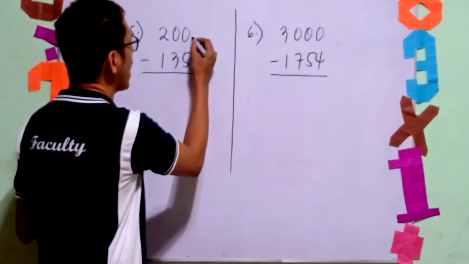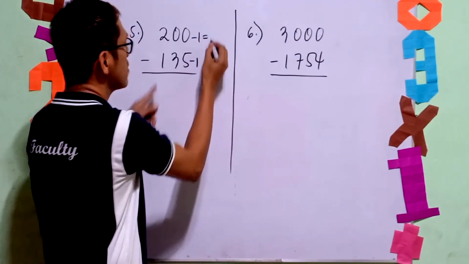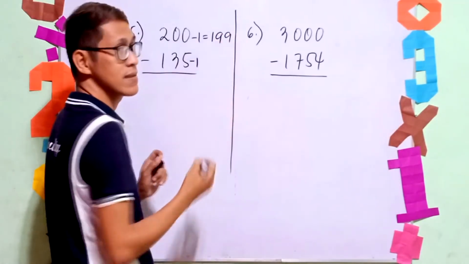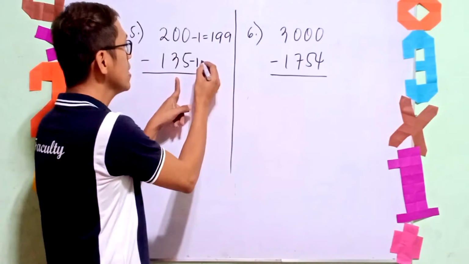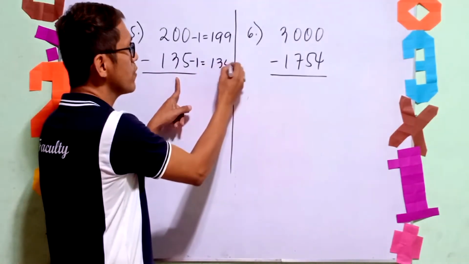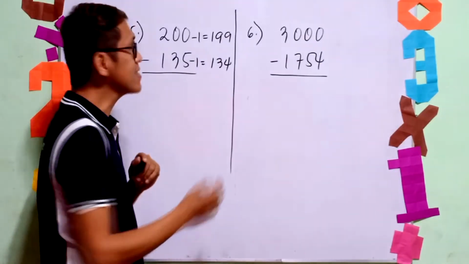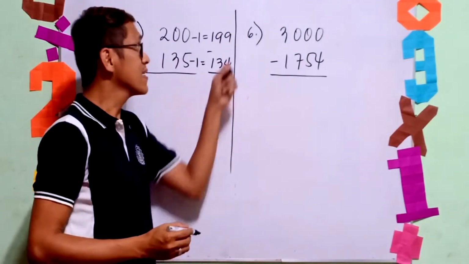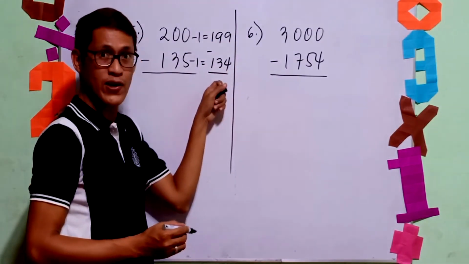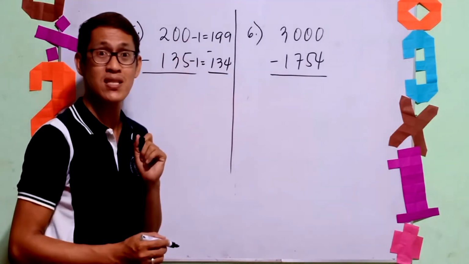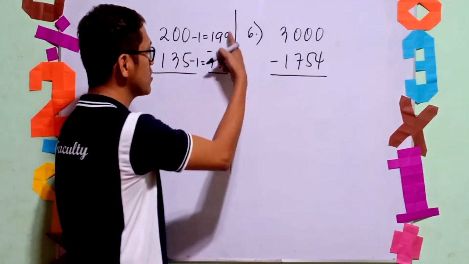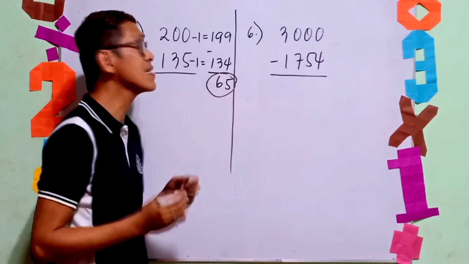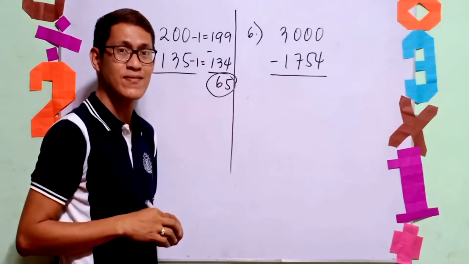Just subtract 1 from each number. So if I subtract 1 here, that will give you 199. If I subtract 1 here, that will give you 134. Then after that, that's the time you will subtract them. So it's easy for you to subtract 199 minus 134 than 200 minus 135. So let's subtract. That's 5, 6, 0. So our answer is 65.